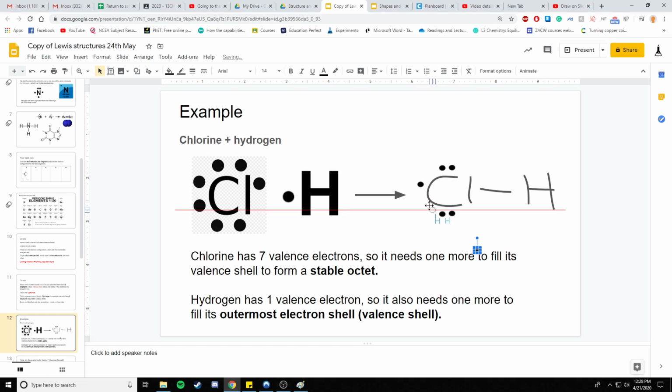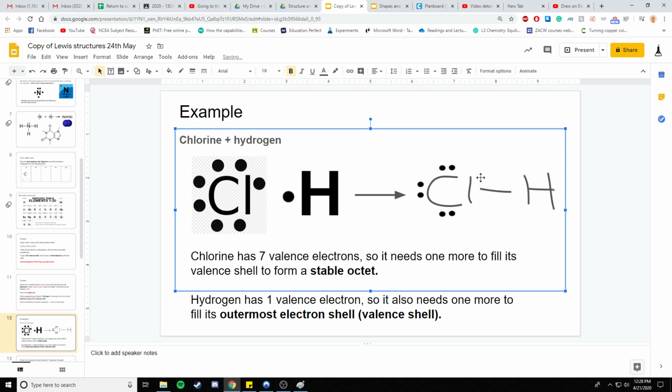There's 2 electrons in the bond between them. These 2 are being shared, meaning if we add up around chlorine, we've got 1, 2, 3, 4, 5, 6, 7, 8. Chlorine is happy with 8. It's stable with 8. Hydrogen has got 1, 2. Hydrogen's happy with 2 because it's filled up its outer shell of 2 electrons. Hydrogen's outer shell happens to only have 2 electrons because it's so small.